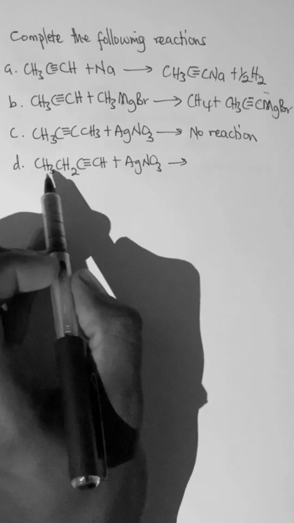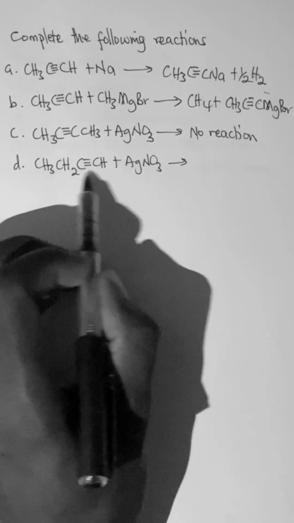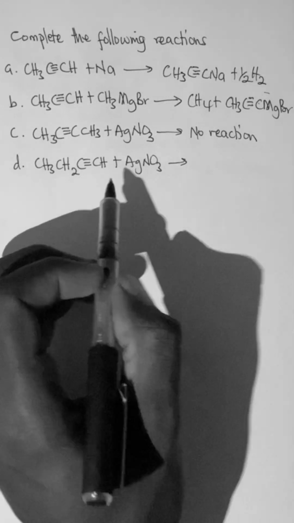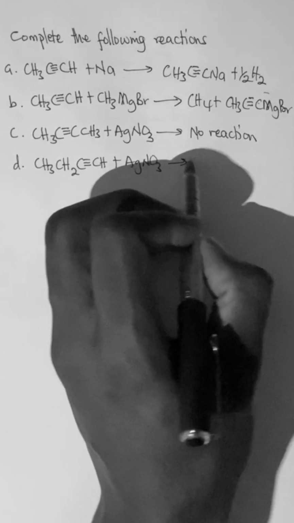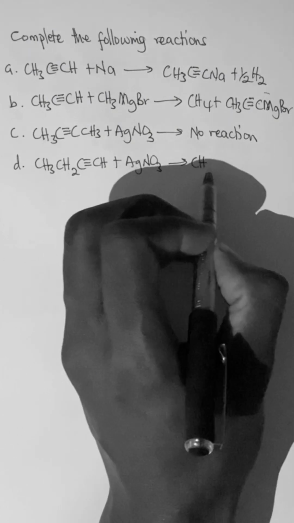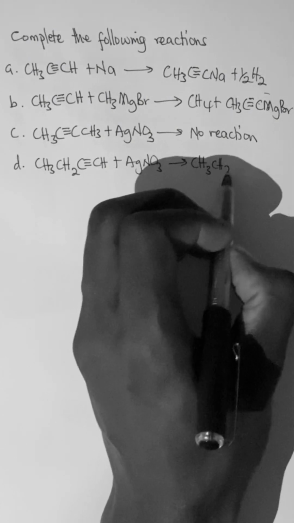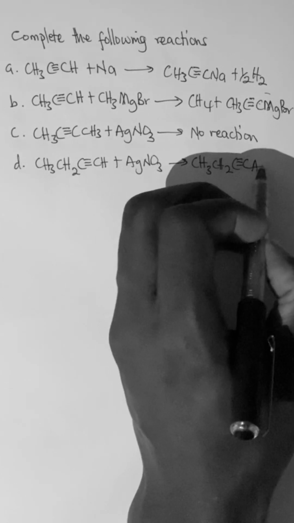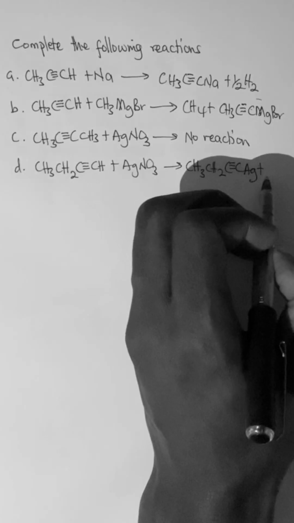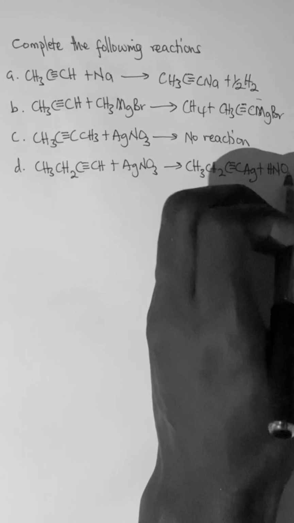And then in the D part, this is a terminal alkyne in silver nitrate. So this one will actually undergo the silver mirror test, and we are going to get CH3, CH2, C triple bond C, Ag, plus nitric acid, HNO3.